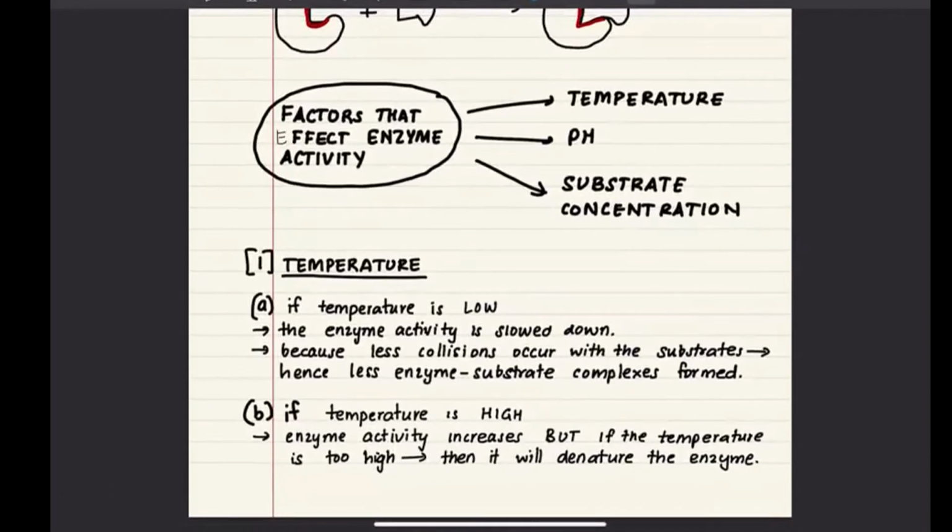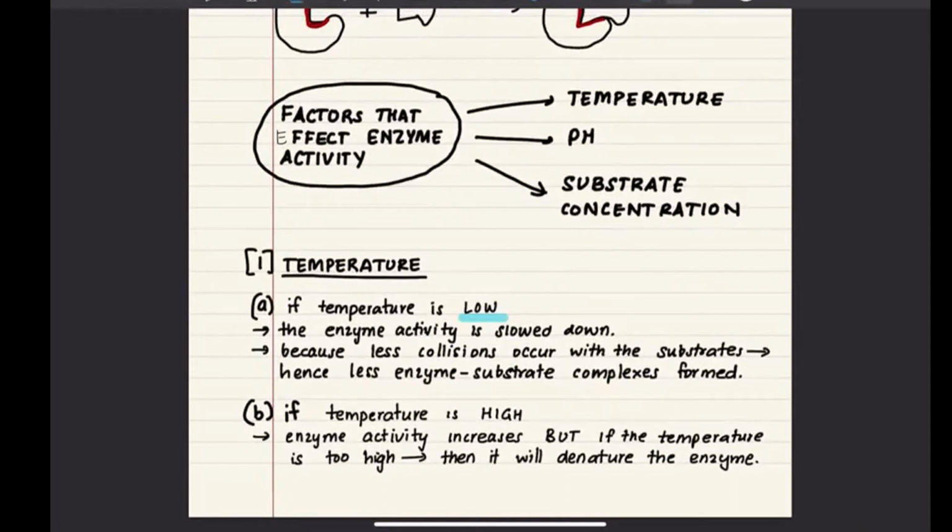So we have the temperature, right? If the temperature, for instance, is low, the enzyme activity is going to be slowed down. It should be the correct temperature. If you don't have the correct temperature, the reaction is going to be really slow because the enzymes don't have enough kinetic energy to collide with the substrate. So you're going to get fewer enzyme substrate complexes. Therefore, there's going to be less reaction.